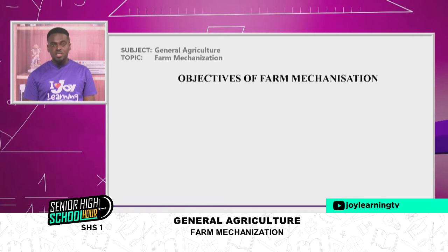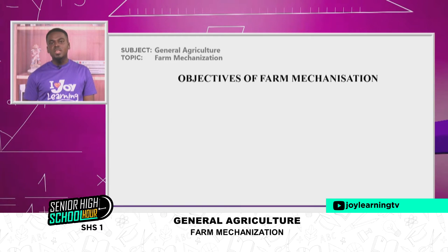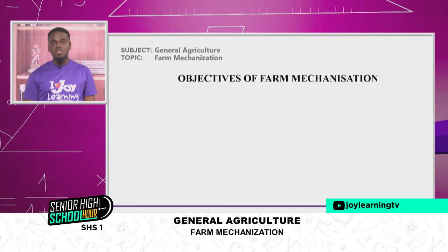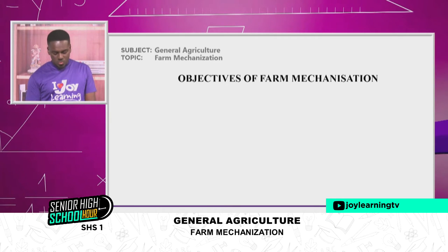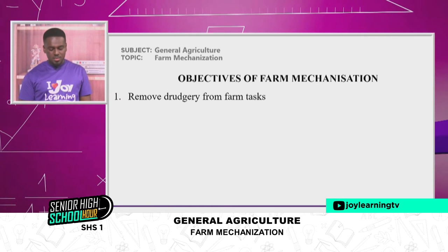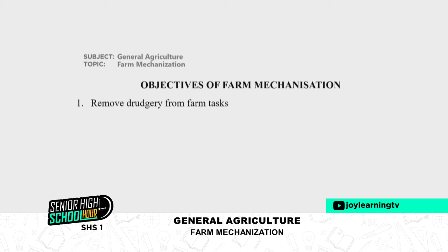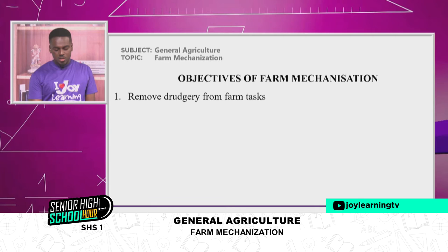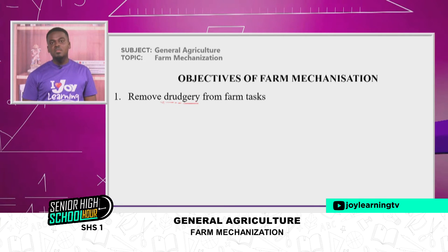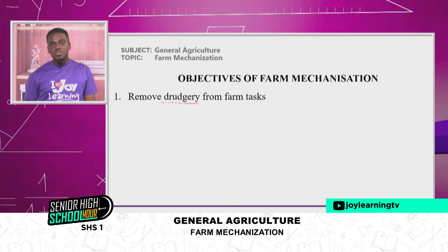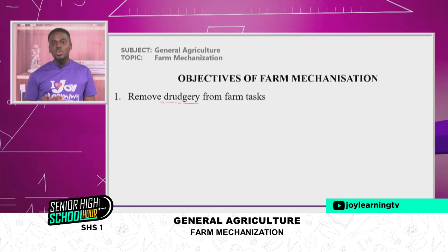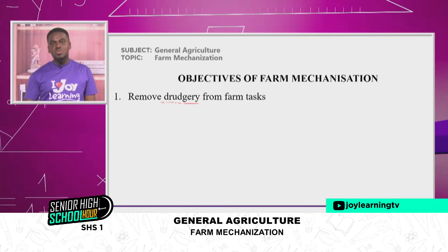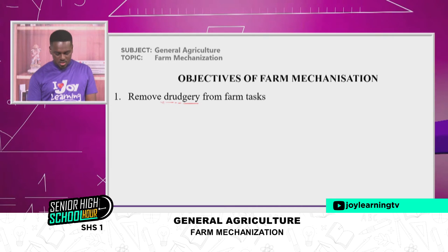Objectives of farm mechanization. Why should we even focus on mechanizing activities on a farm? What do we stand to benefit? What is the motive for that? One, to remove drudgery from farm tasks. Drudgery refers to making farming activities easier. Drudgery is all about the tediousness of the work. So if you want to mechanize your farm, the idea of engaging in farm mechanization is to take away the tiring activities of agriculture. So that's one of the objectives.